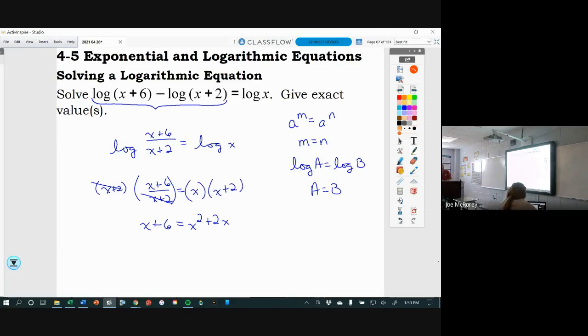Subtract 6. Why? Because you want the x to be alone on one side, right? Wait, you would subtract 6. That's what she said. Oh, I thought she said x.